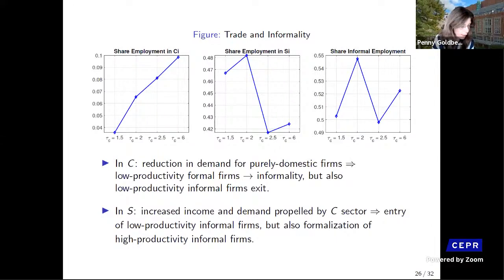Okay, thank you. So in the remaining time, I will try to focus on some counterfactuals, just to give you a sense of the kind of insight that you can generate with this model. There are two types of counterfactuals we consider. In the first set, we keep the benchmark of informality constant. We take that level of informality as given, and then we ask the question, what happens in this economy when we liberalize? In the second set of counterfactuals, we'll change the informality. We'll change enforcement, or we'll consider what happens if we have no informality. So let me start with the first set.